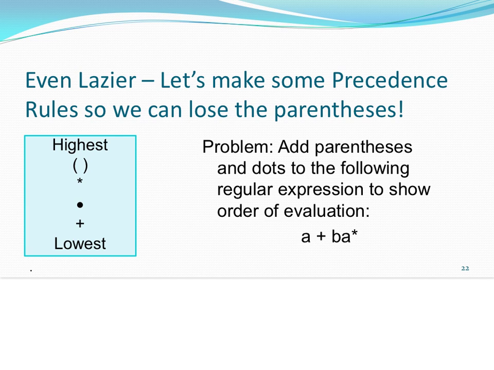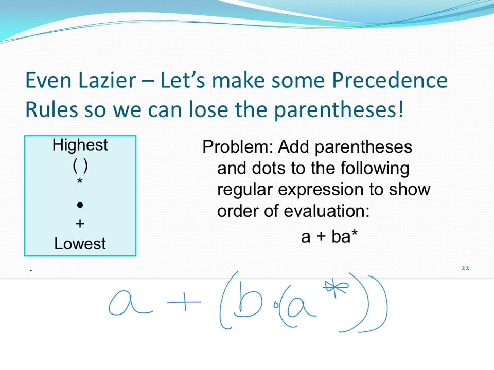So here's kind of the reverse question. I said add parentheses and dots to the following regular expression to show order of evaluation. So let me just write it out a little bit bigger. So we've got A plus, and I know that there's going to be dots in there, B dot A star, right? And if we look at this, star has the tightest binding, so this A is going to get starred. That A star is going to happen before anything else. And then dot happens, so then we would do that. And finally, we would evaluate the plus. Keeping in mind, of course, that plus means union, right?